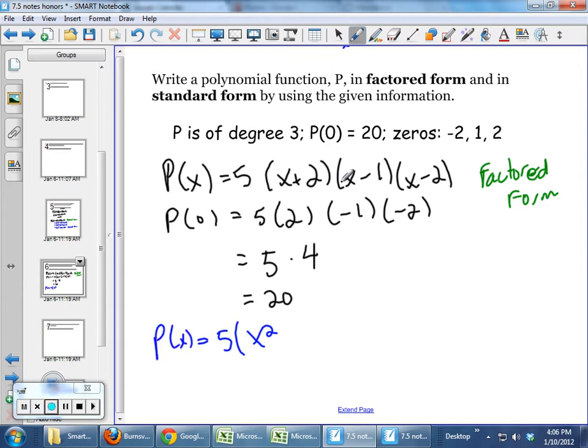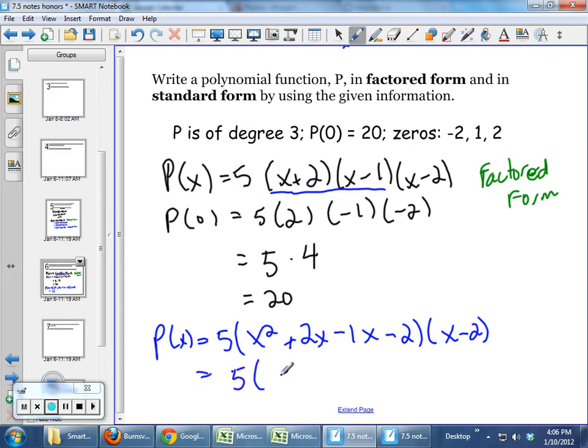2x, or 2 times x, is 2x. X times -1 is -1x. And 2 times -1 is -2. So all we did so far was combine those two terms. Before I multiply this one by the x minus 2, I'm going to combine the like terms here as well. So it's 5x squared plus 1x minus 2, and then x minus 2.